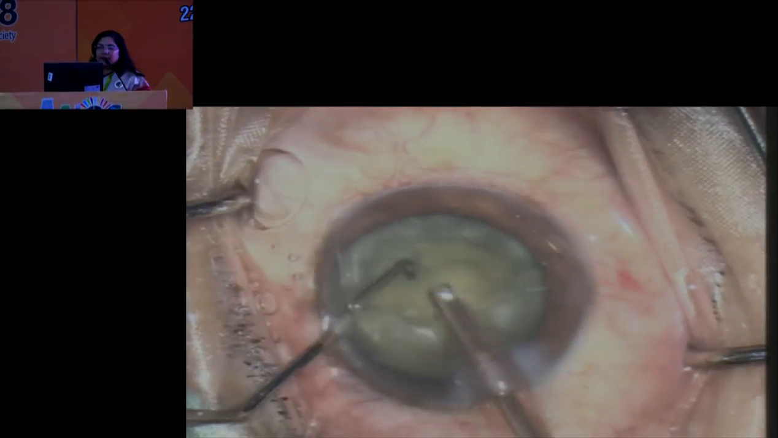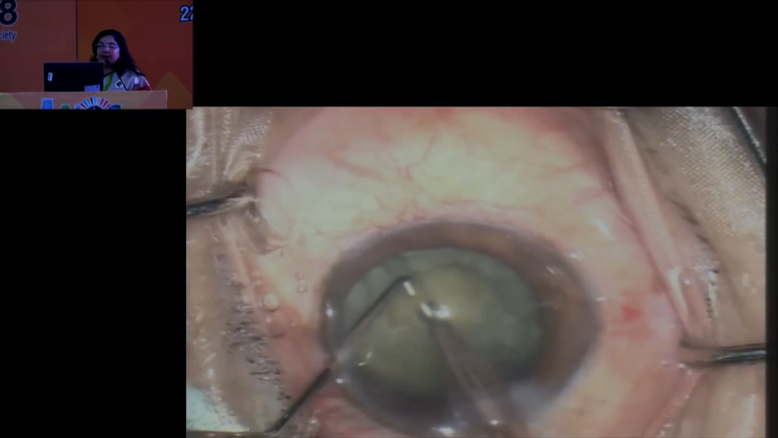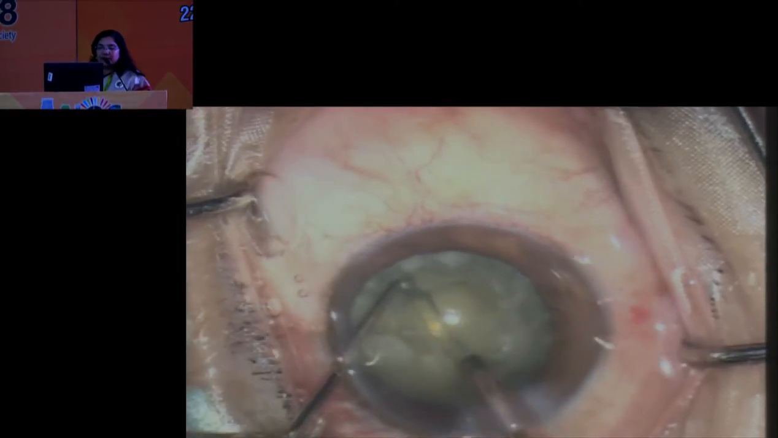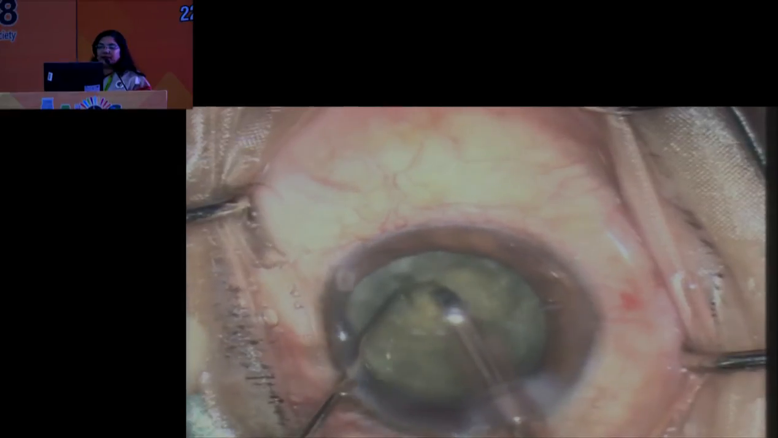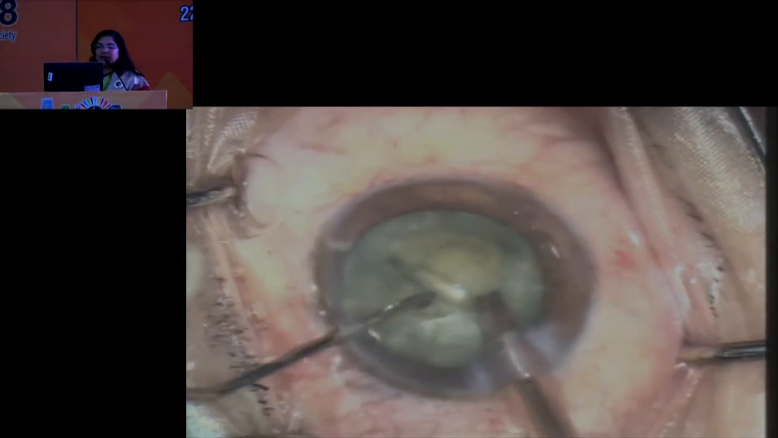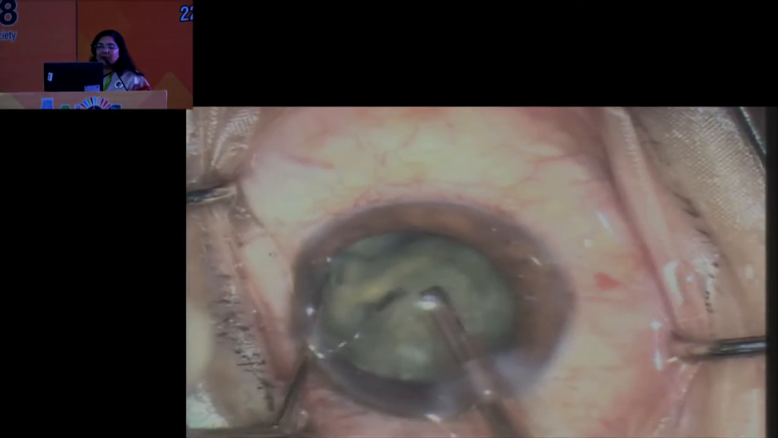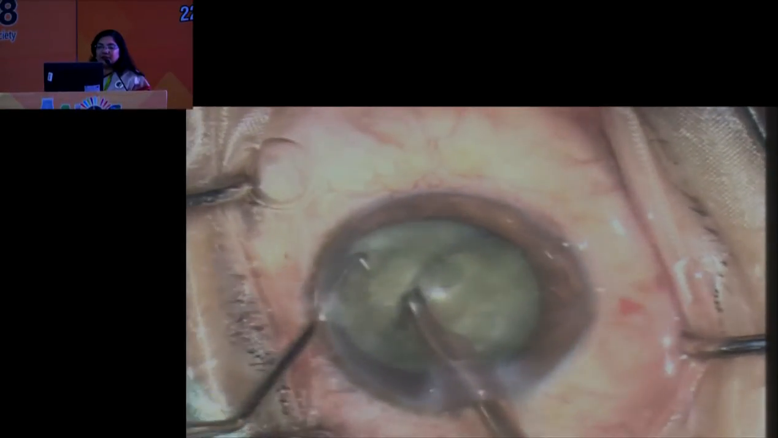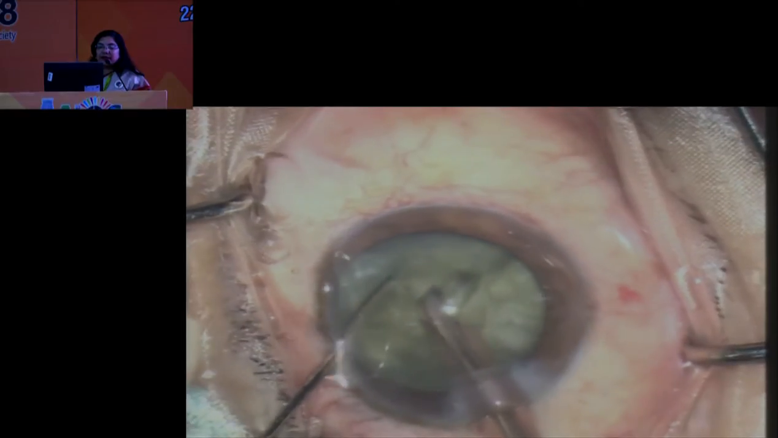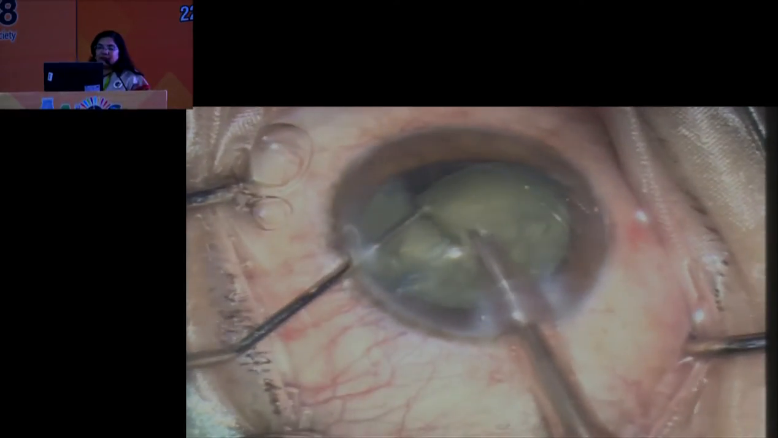So this is a patient, as you can see, with a white cataract. This is a corneal tunnel phacoemulsification. After doing the steps of rhexis, as you can see, this is a trench. Now in these types of white cataracts, a proper, complete, large trench is important, because the cataract is thick and the nucleus is bulky.